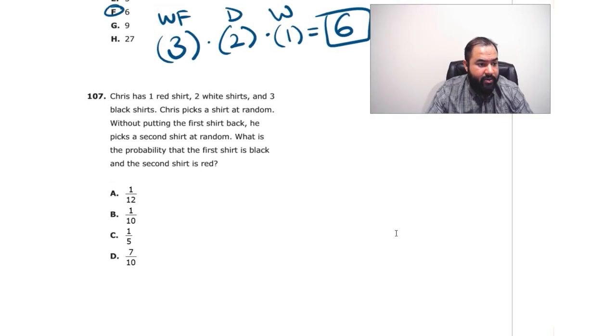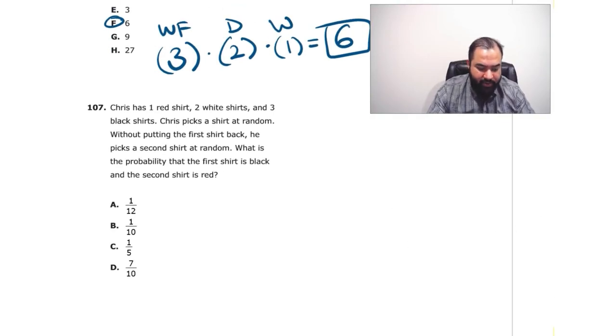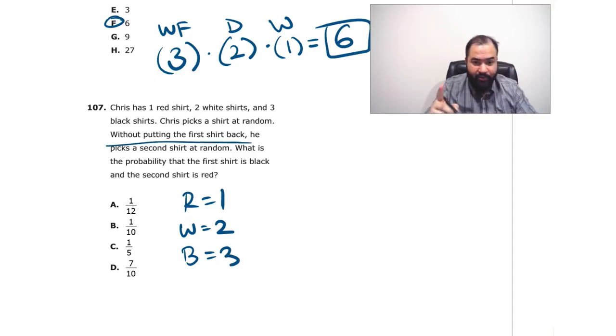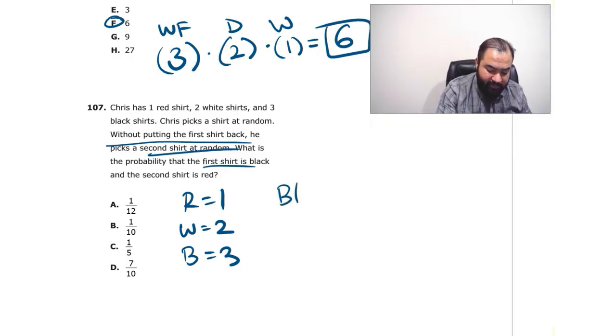Number 107 says Chris has 1 red shirt, 2 white, and 3 black. Now Chris picks a shirt at random without putting the first shirt back. Remember, without replacement means he picked a shirt at random and he didn't put it back. And second, he picked another shirt, right? What is the probability that the first shirt he picked was black and then the second shirt he picked was red?